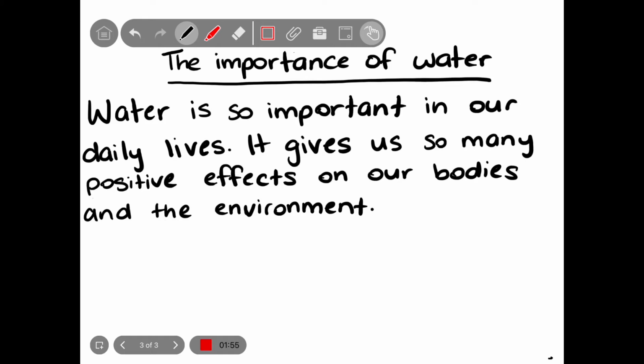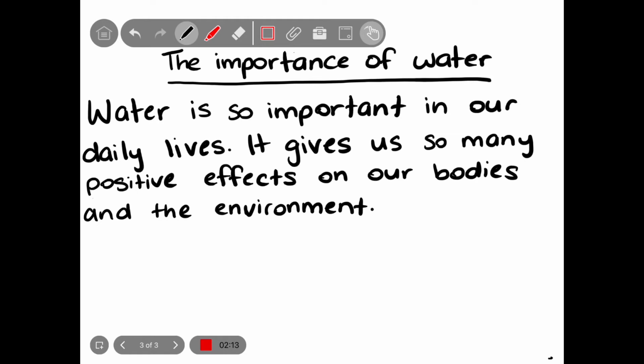Full stop. Okay, now I'm going to try and make sure that the reader is continuing to read my writing. So I'm going to tell them that it's very important to drink water all the time so that we continue to grow and be healthy.